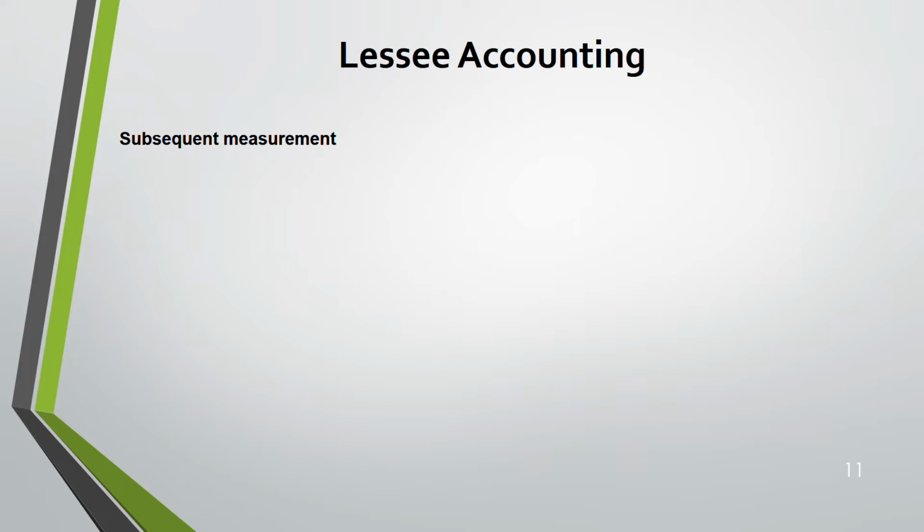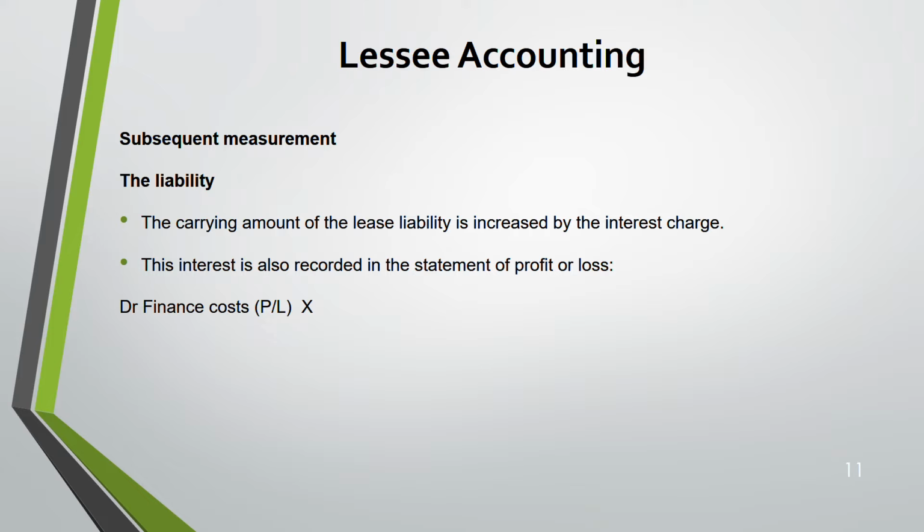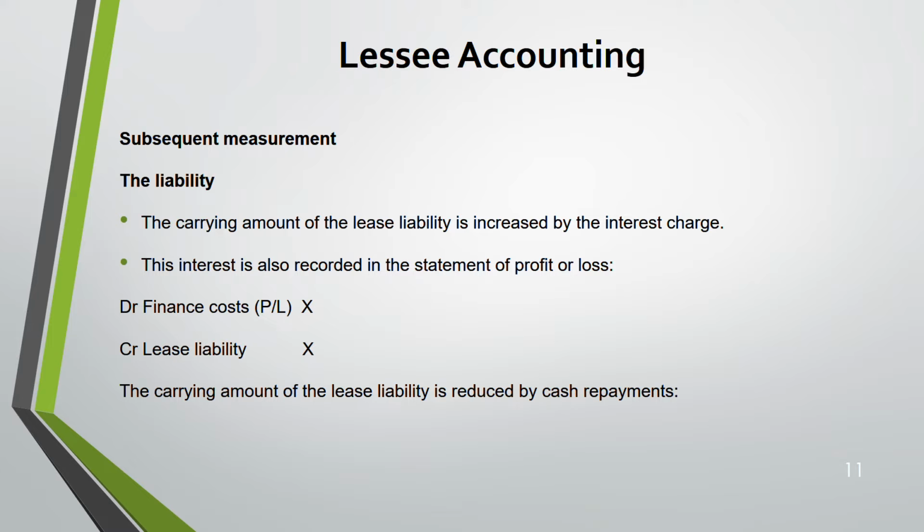Now we are moving on to the subsequent measurement. This is also important. This is the continuation from initial measurement. Liability part: any interest will increase your liability, like how interest on a loan increases your loan amount. Same for lease liability. This interest is an expense recognized in profit and loss, and the double entry is debit finance cost, credit lease liability. And if you are making any cash repayment for that lease liability, it reduces your lease liability. So debit lease liability, credit cash payment.